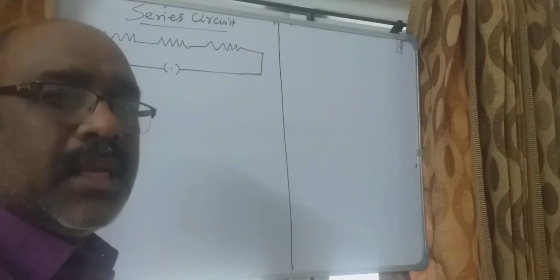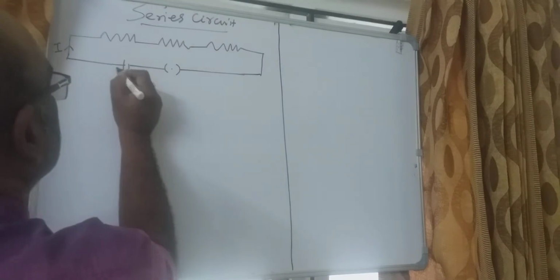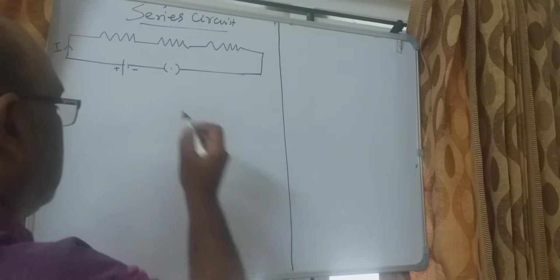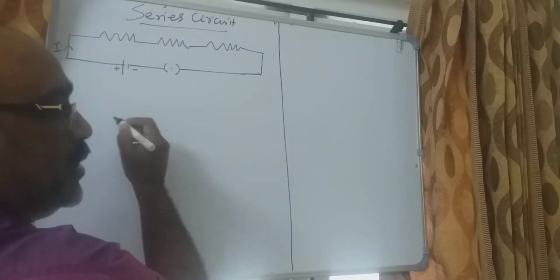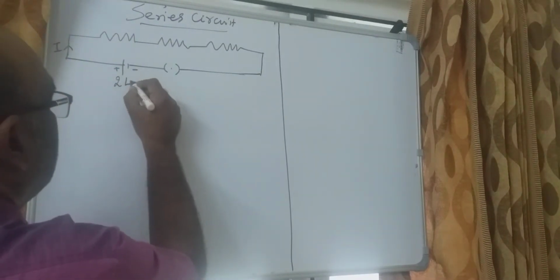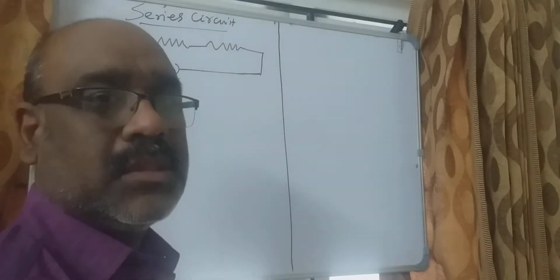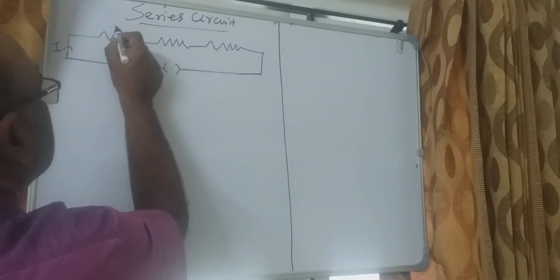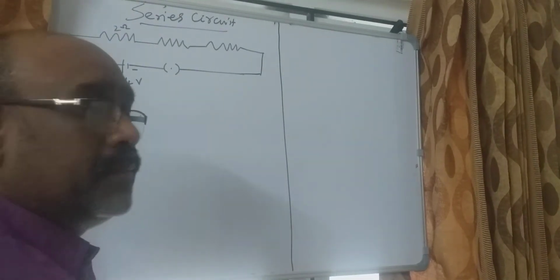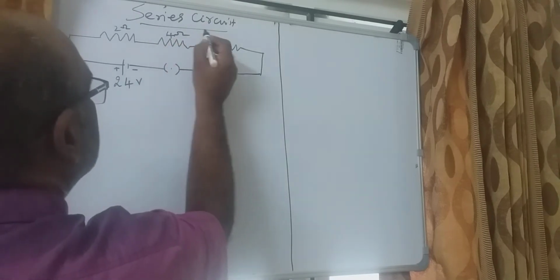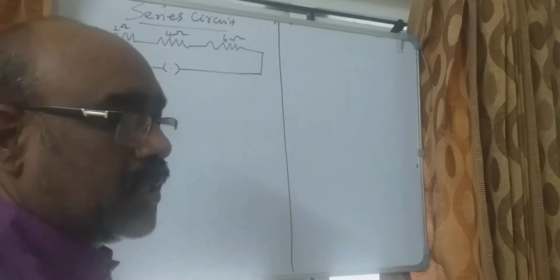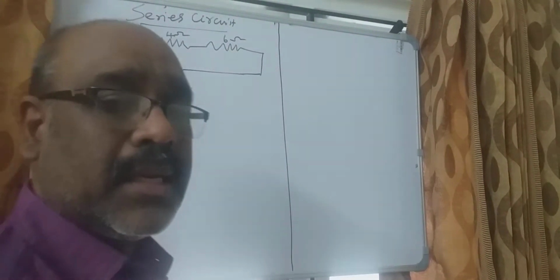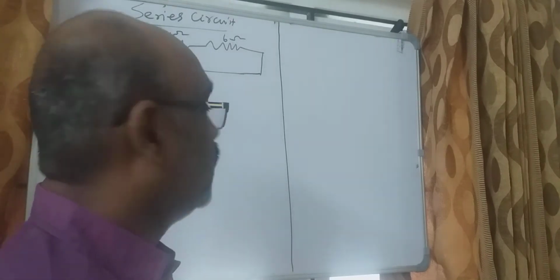The current I flows in the circuit, and this is the terminal where we are giving the voltage here. Let me supply some 24 volt to this circuit. Also here let us take this as some 2 ohm resistance connected here, 4 ohm resistance and 6 ohm resistance respectively. Let us consider these as separate appliances connected in the series circuit.